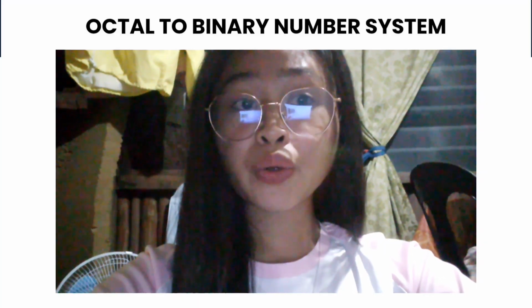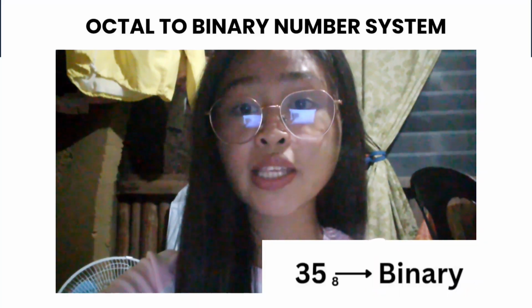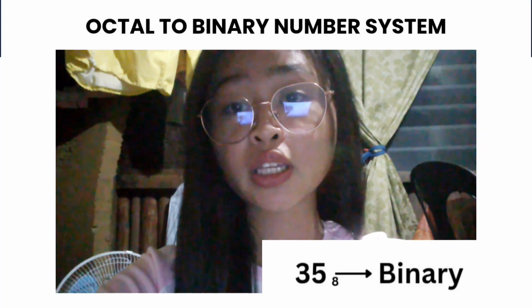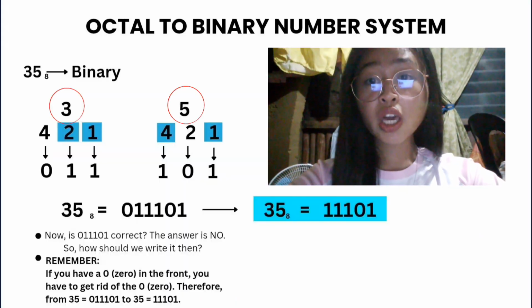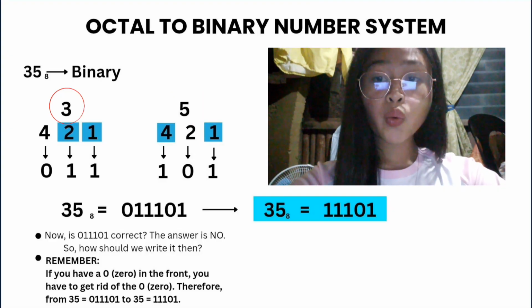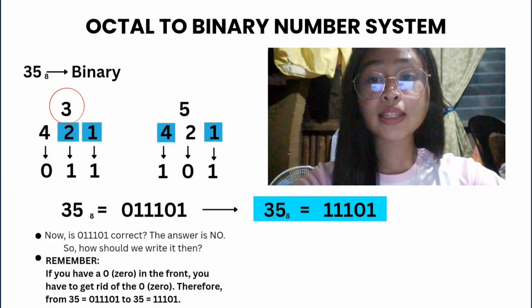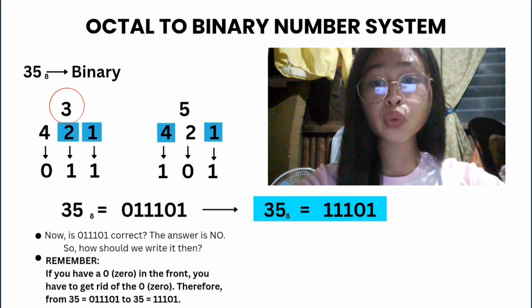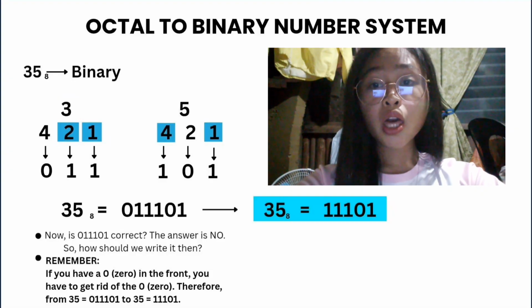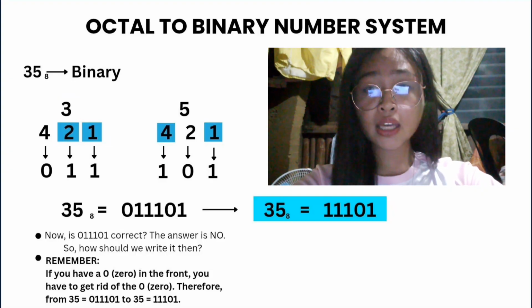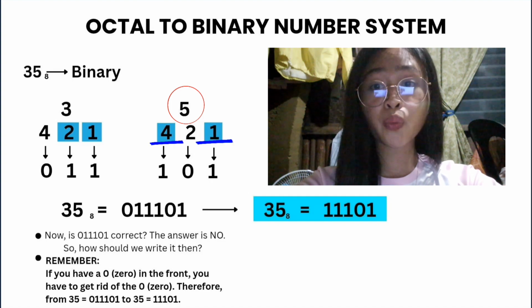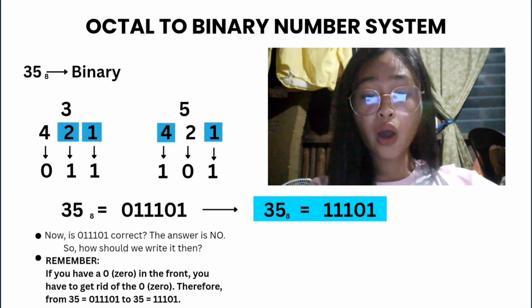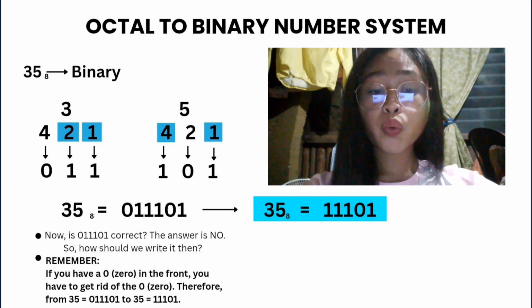Now our value is 35 in base 8, and how do we convert it into binary? Firstly, separate 3 and 5. Now, we have to realize that 3 is the sum of 2 and 1. And we also have to realize that 5 is the sum of 4 and 1. Now, in the digit 3, we use 2 and 1.